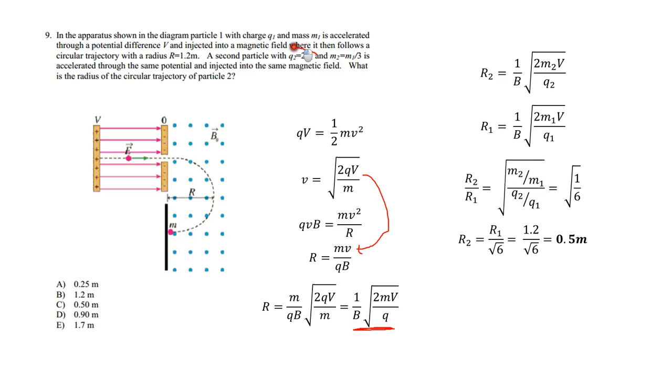Using these ratios they give us in the problem right here, we substitute in and we get the square root of 1 over 6. Rearranging this equation even further, we get R2 equals R1 over the square root of 6. R1 is given, and we're interested in finding R2, so if we plug in for R1, we get 1.2 over the square root of 6, which gives us 0.5 meters, which is answer option C.